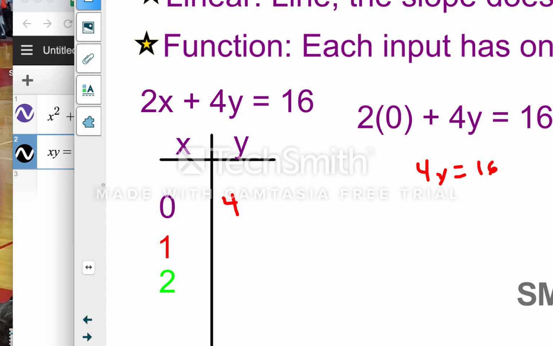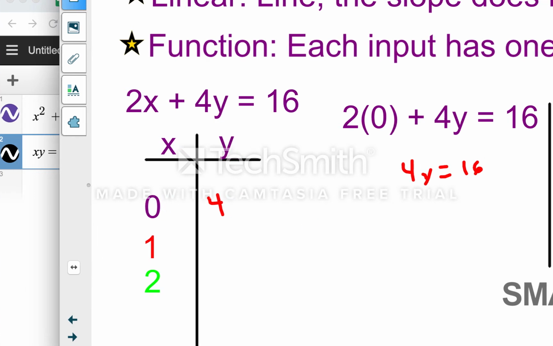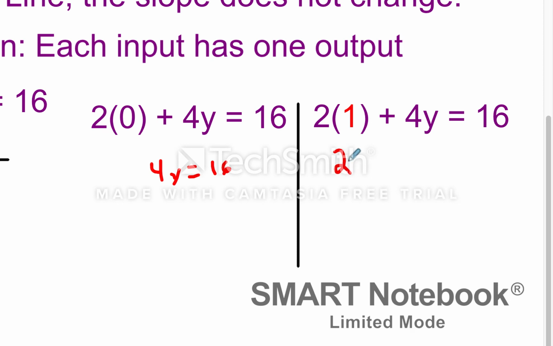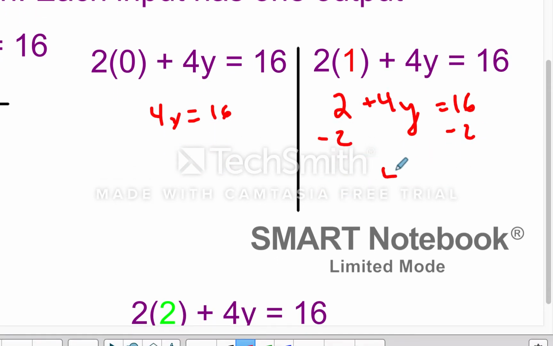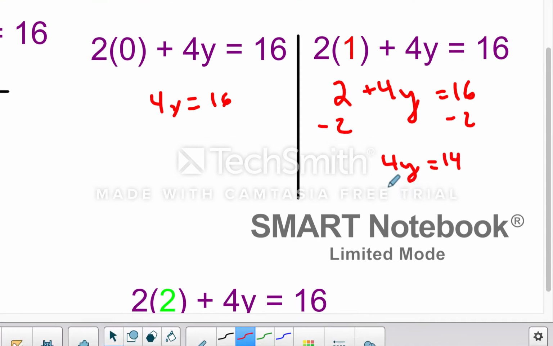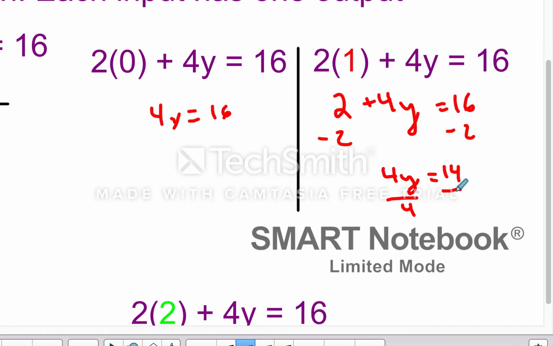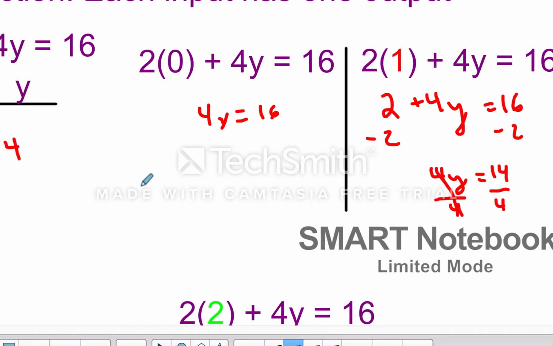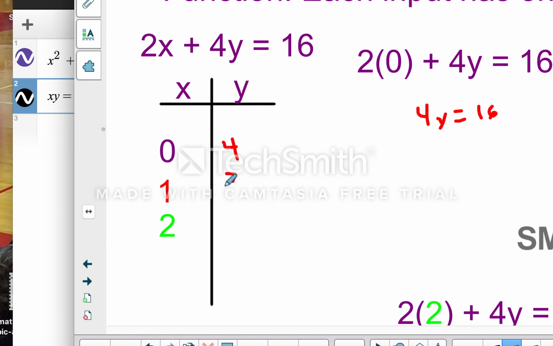If I plug in 1, so over here I plugged in 1 for x. 2 times 1 is 2, and then we're adding 4y to that. So 2 plus 4y equals 16. I would have to take away 2 on both sides to get y by itself. So we'd be left with 4y equals 14. And if we divide by 4 on both sides, we get 14 fourths, which is otherwise known as 7 halves if you simplify that. So we get 7 halves here.